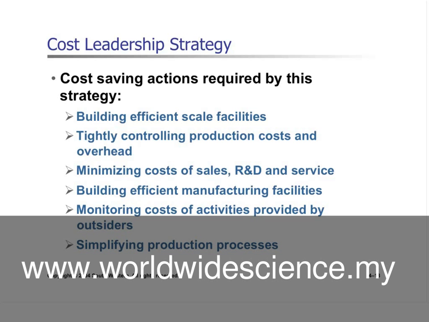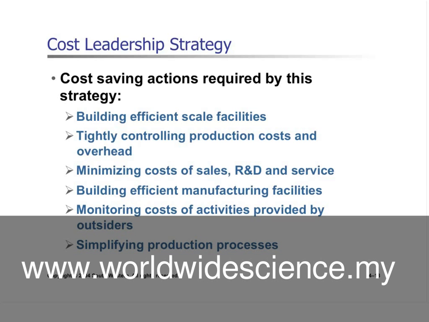And then monitoring cost of activities provided by outsiders. By monitoring those activities, you would be able to make sure that you're not paying extra money for them. So you always know what you're paying for. And then simplifying production processes. By simplifying those production processes, you make them affordable, in the sense that you remove those processes that are not necessarily beneficial and are going to cost you some money.